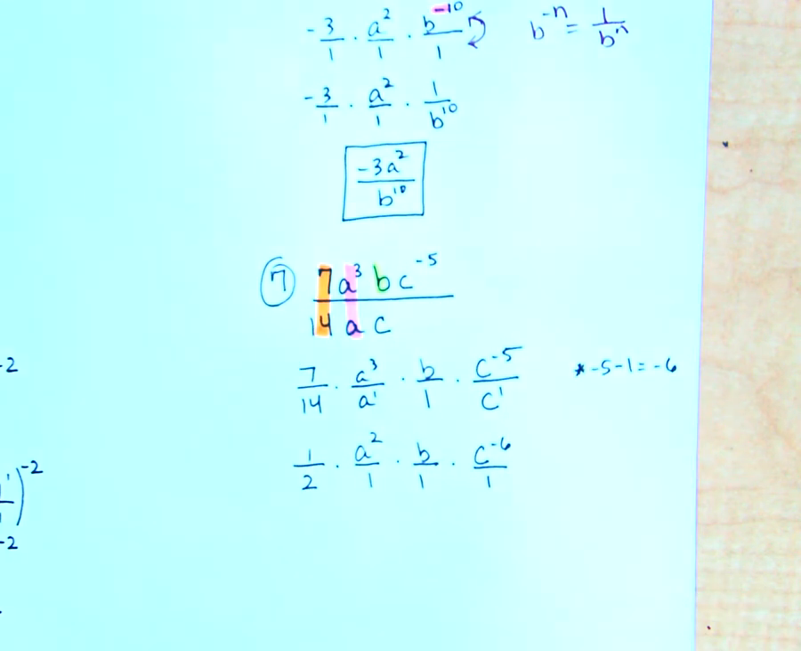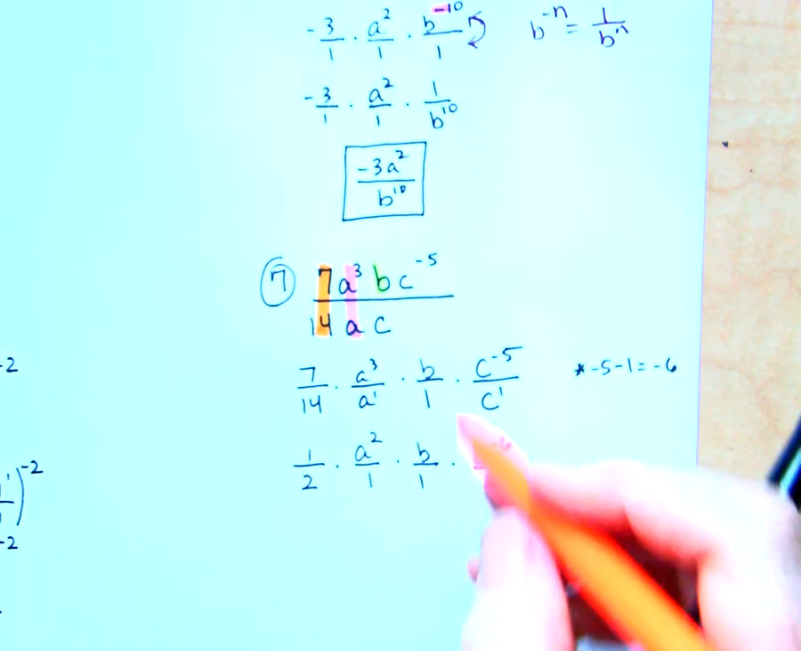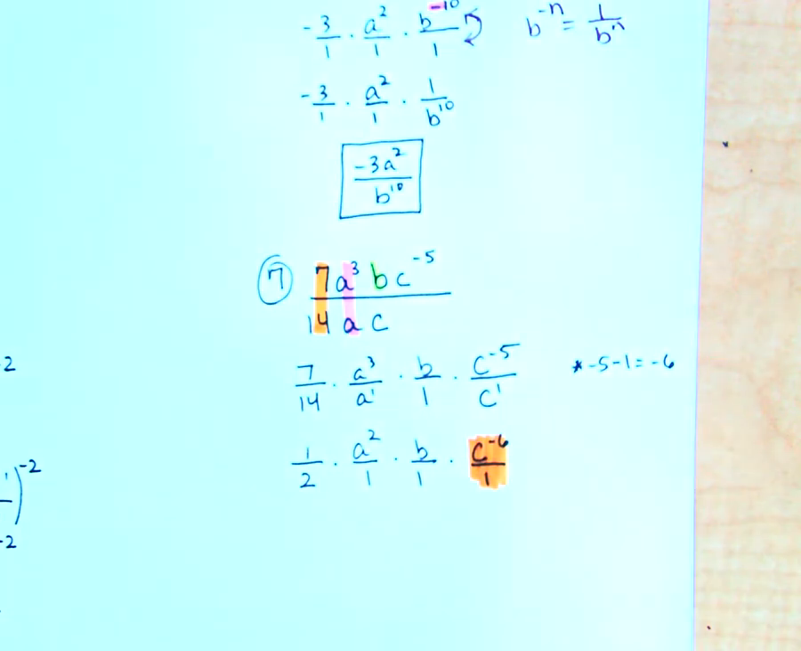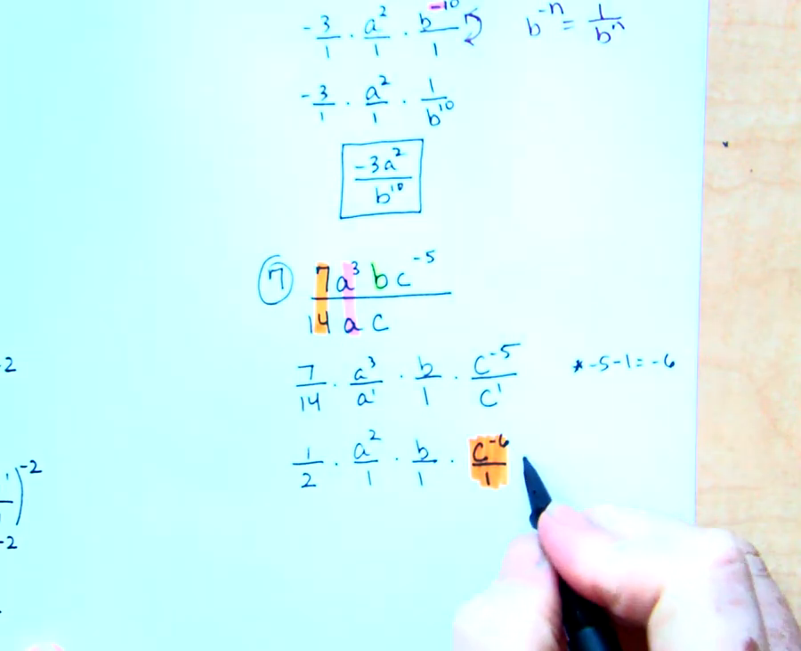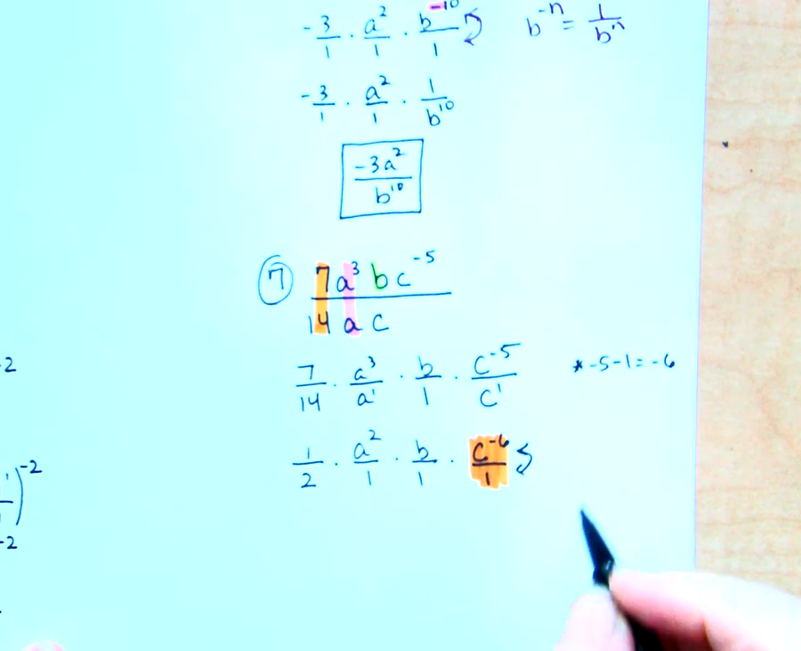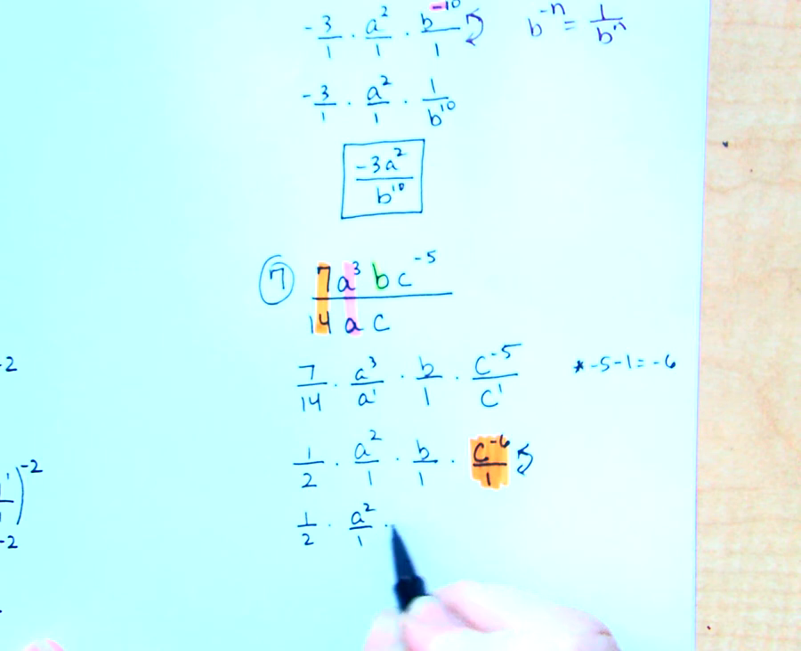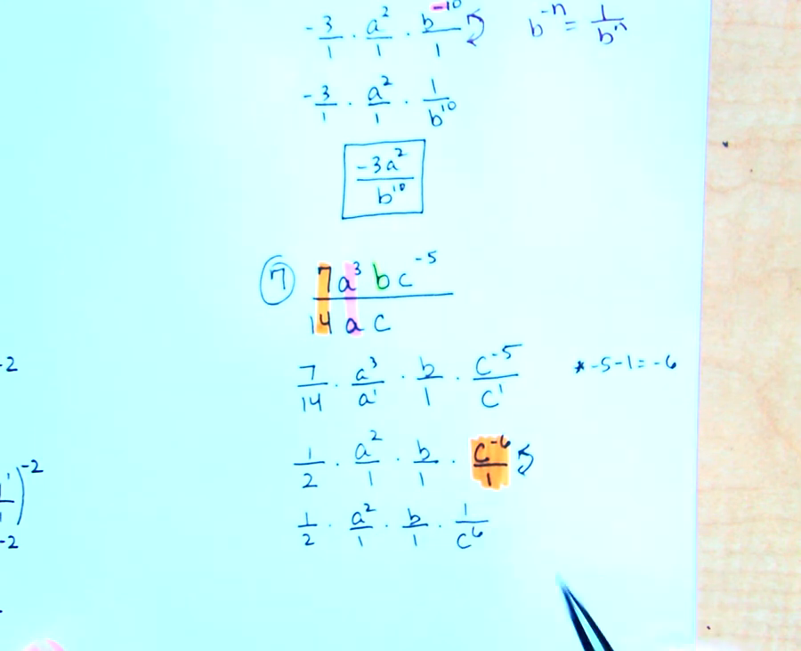Okay? Remembering that those variables that have negative exponents, they're the ones that we're flipping to make positive exponents. So take the reciprocal, make the exponent positive. So 1/2 times a squared over 1 times b over 1 times 1 over c to the positive sixth.